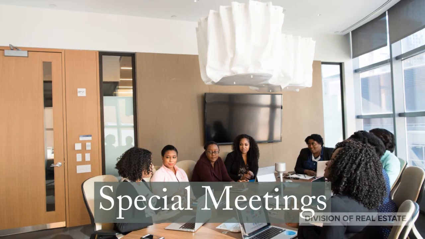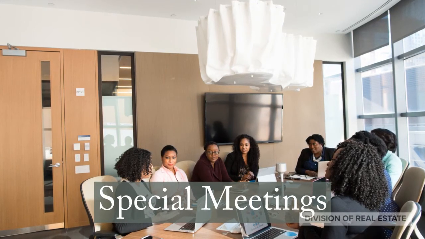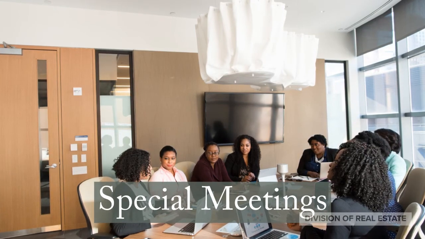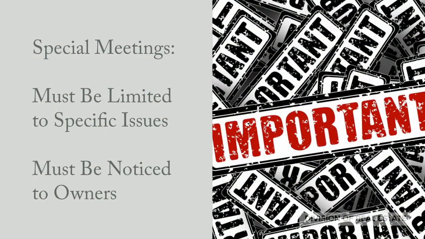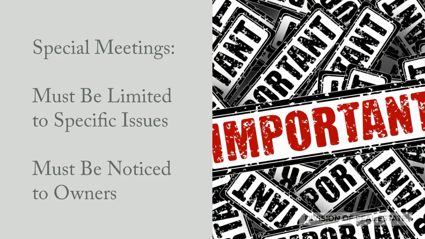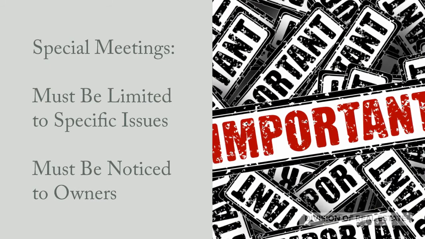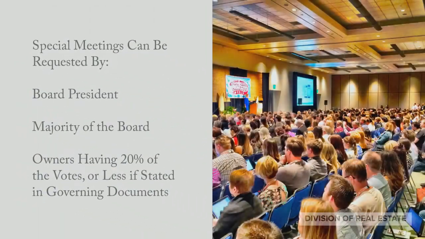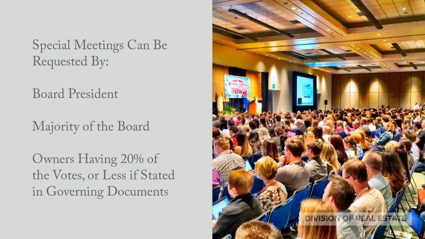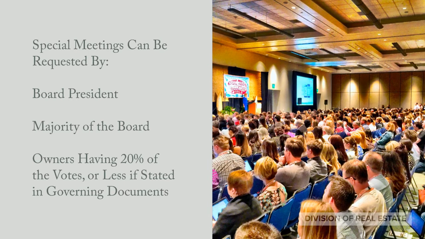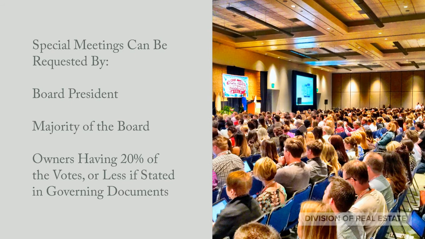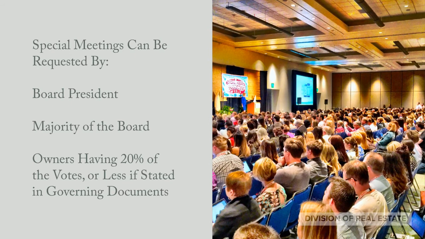Special meetings. When else can the owners meet and vote on certain matters? Special meetings offer another forum where owners can take action. These meetings must be limited specifically to the issues outlined in the notice of the special meeting. Proper notice of the special meeting must be given to the unit owners. A request for a special meeting may be made by the board president, a majority of the board members, or the unit owners having 20% of the votes in the association, or by a lower number prescribed in the association's governing documents.